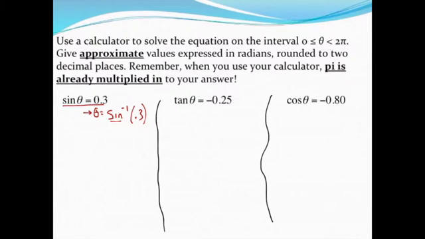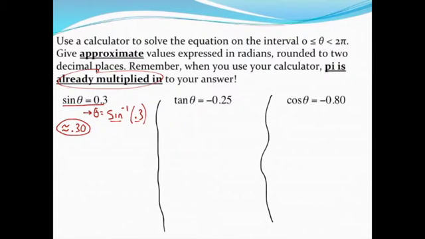When you type in inverse sine of 0.3, you get your first answer of approximately 0.3 radians. Now, it's a total coincidence that those ended up being the same value, so don't think that's always going to be the case, but there's one solution. One important thing to note when you use your calculator is that the pi has already been multiplied into your answer, so do not add a pi symbol to the end of these like we've been doing for some of our other problems. The pi is already in there, so it's just 0.3 radians.